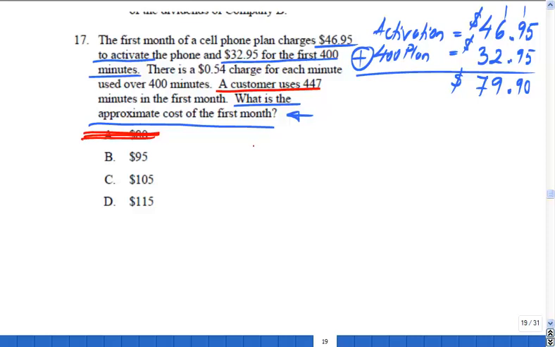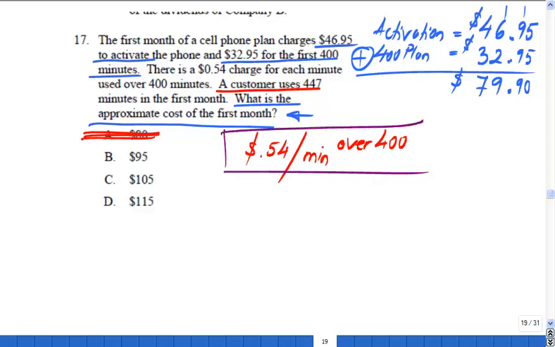Good. There is a 54 cents charge per minute, right? Over 400. You need to find how much will be the cost for these extra minutes. How much are you going to pay? And it's going to be a costly luxury, you may call it, because you are going over 400 minutes without care, and those guys are going to charge you half a dollar for every minute.